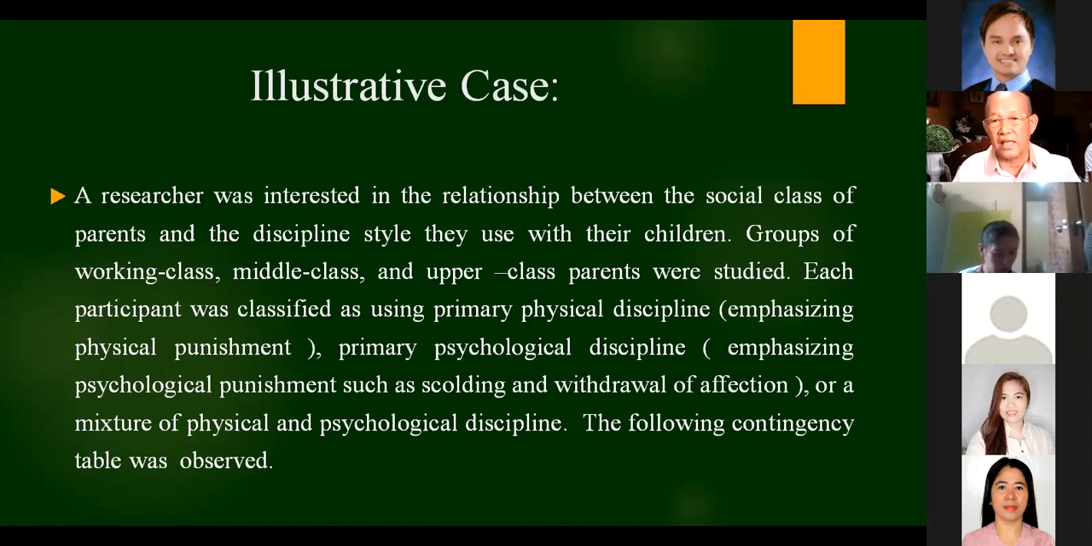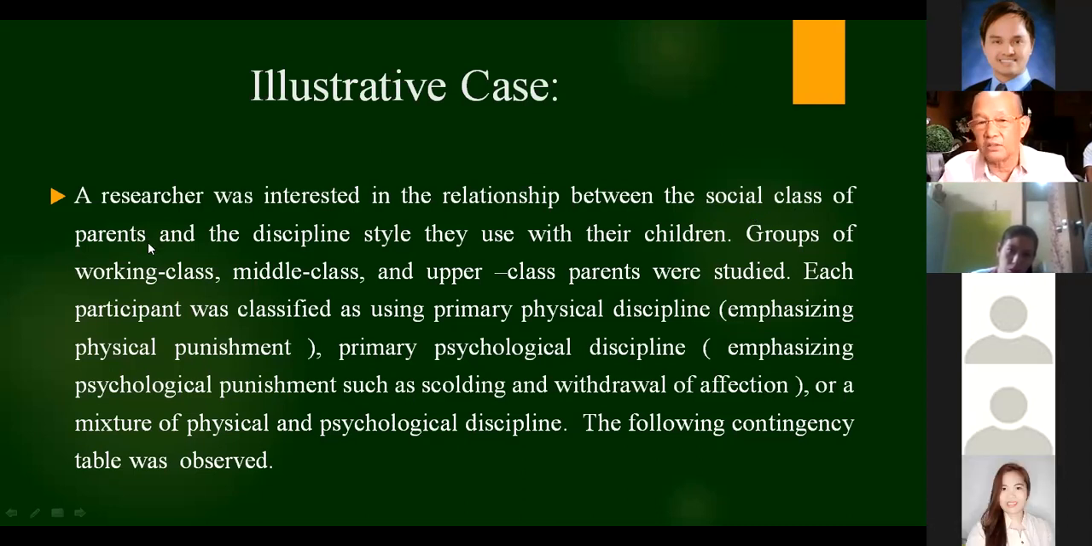Look at these, my dear colleagues in education. Here is an illustrative case showing how the chi-square test and the Kramer's V coefficient are used. The case reads: a researcher was interested in the relationship between social class of parents and discipline style they used with their children. So what is our independent variable here, the X variable? Read the first sentence. What is our IV or X variable? That is social class of parents.